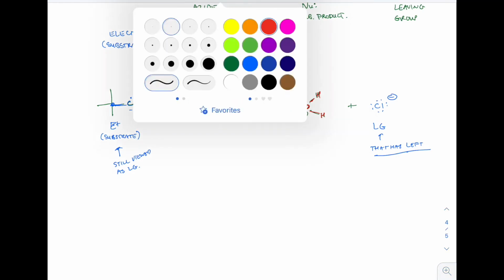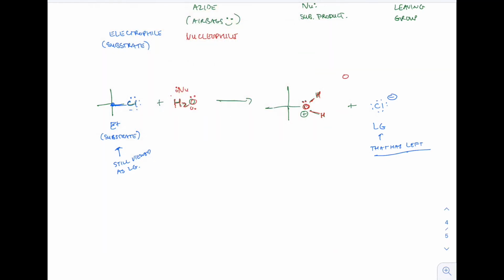Okay. Now back to that nucleophilic substitution product. I've highlighted the water in red because that came from the nucleophile, but that oxygen is positively charged, and we don't want that to be the case anymore. So we have another water come along, remove that proton to make it neutral.